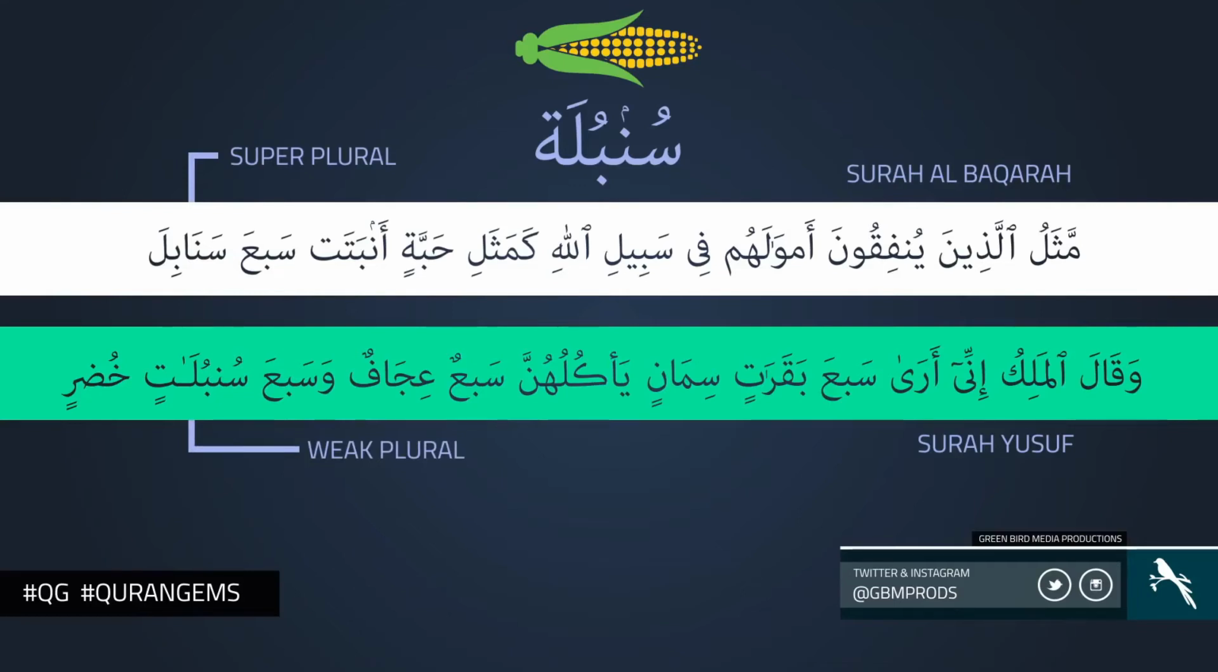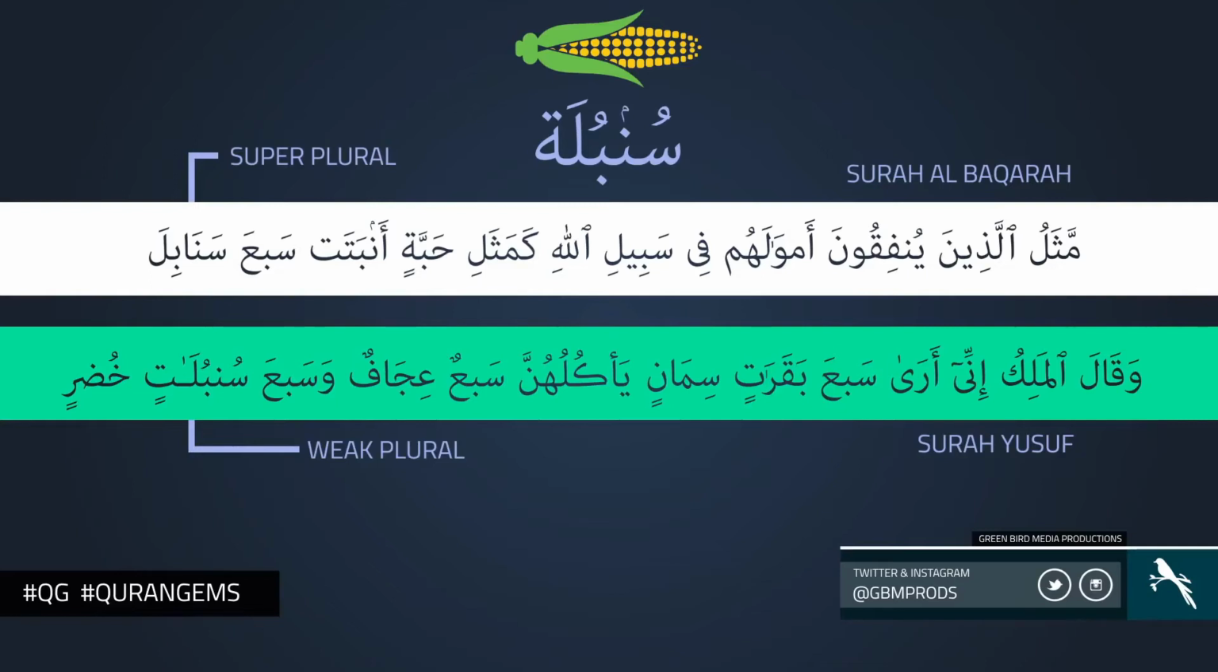What's crazier is in Baqarah, Allah is talking about 7 of them. Sab'a sanabil, 7 of them. And in Surah Yusuf, Allah is also talking about 7 of them. Sab'a sumbulatin khudr. 7 of them both times. So the number is equal. This is 7 and that is 7. Then how come one is more powerful and one is weaker?